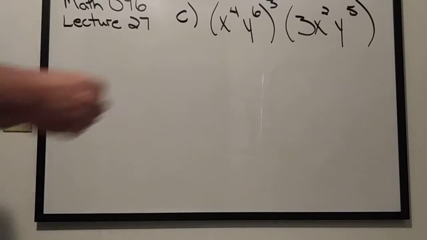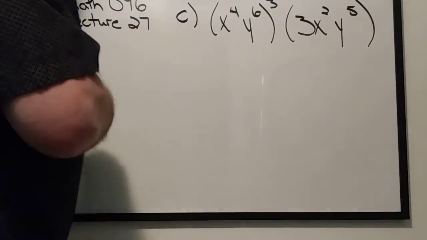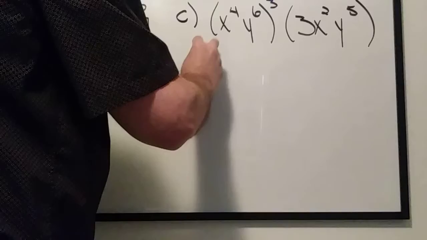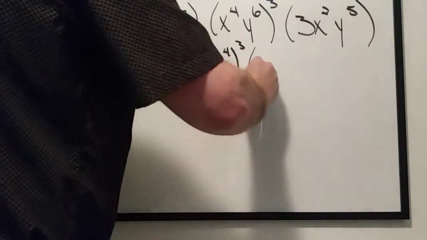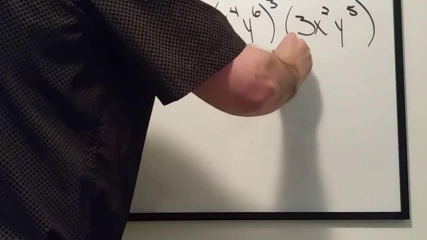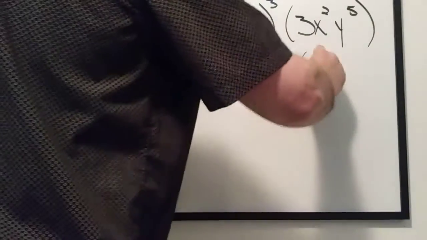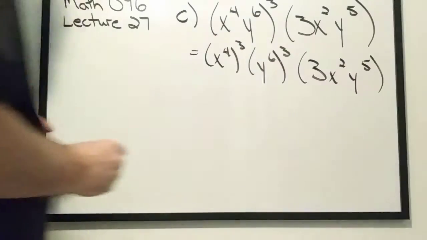Product to a power rule says I can bring this power 3 down to each one of these. So let's start with that. We're going to have x to the fourth to the third power. Then we have y to the sixth to the third power. And we're still going to have 3x squared y to the fifth over on the right.